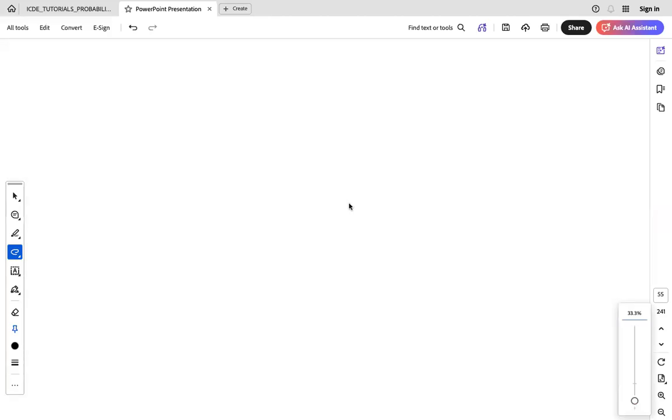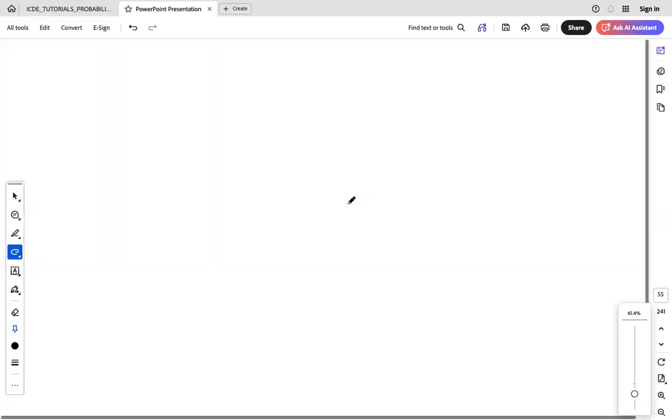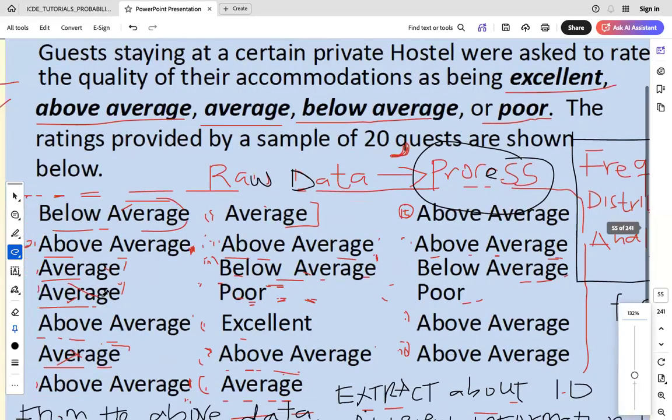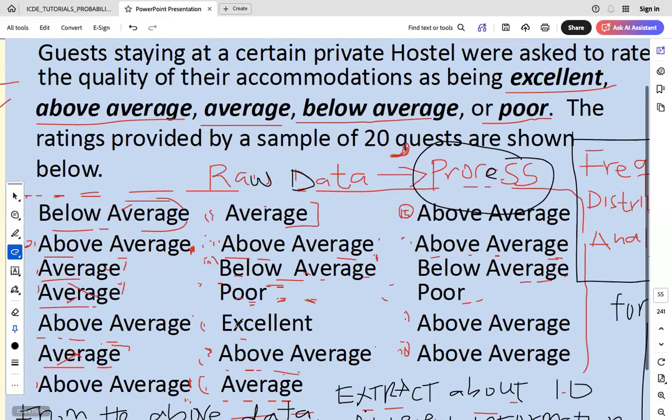You can't go when the manager asks you what are the people saying, and just say that the people are saying that the accommodation is below average, above average, average, excellent, poor, above average, below average. It doesn't make sense. When you start speaking like that, you are speaking data. You are not speaking information. Because data is raw. Your manager cannot process this in his mind.